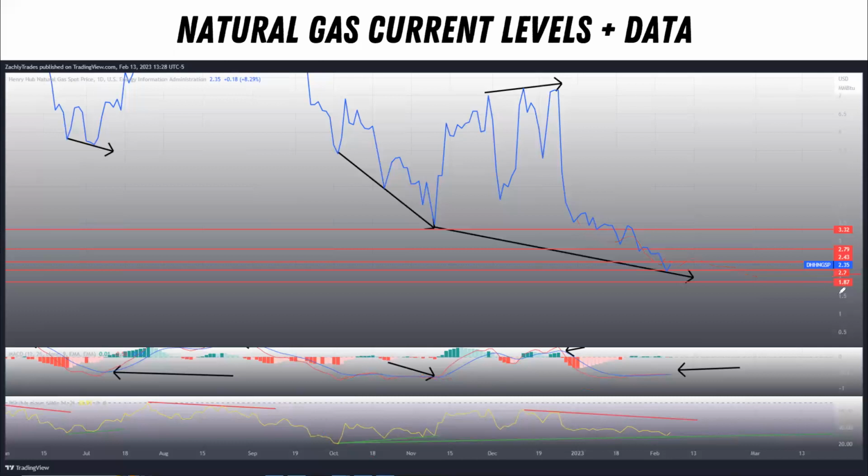We have that 2.2 support, and also 1.87 is going to be another support level that I'm looking at for a potential bounce, if natural gas breaks that 2.2 level and continues to head lower.